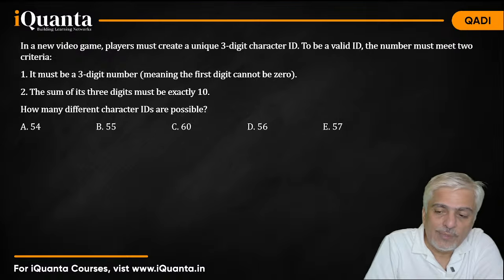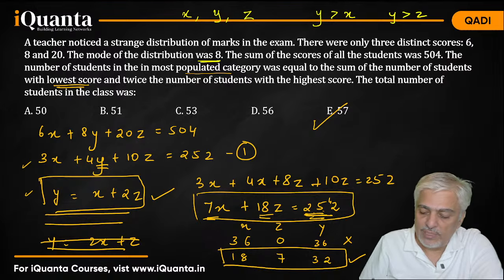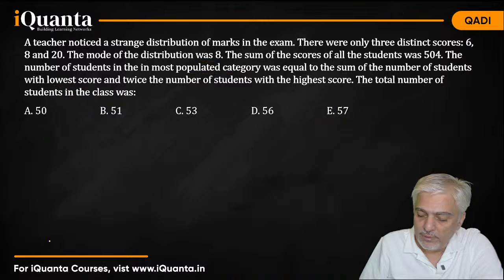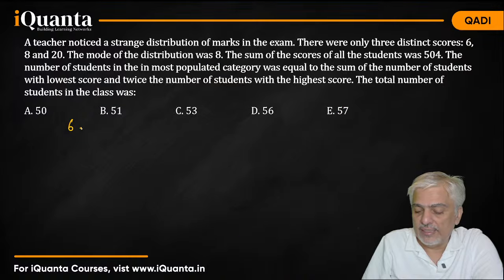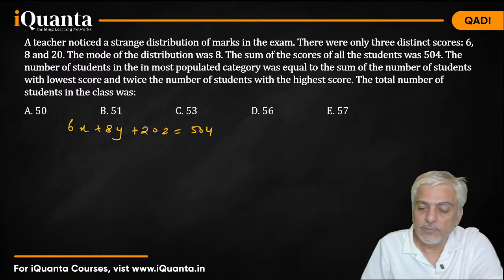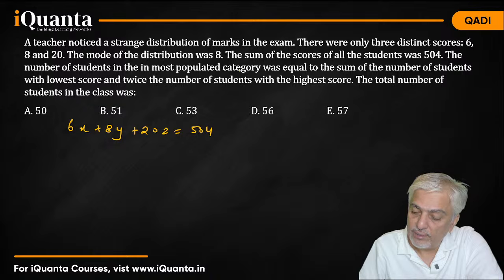Okay, I'll explain y is equal to x plus 2z one more time. Somebody wanted y is equal to x plus z one more time. So the first equation was 6x plus 8y plus 20z is 504. We knew y was the biggest one. Now read this part very carefully.